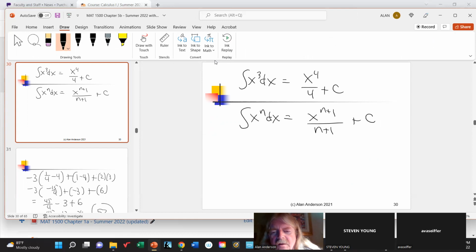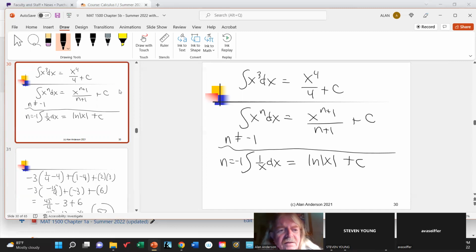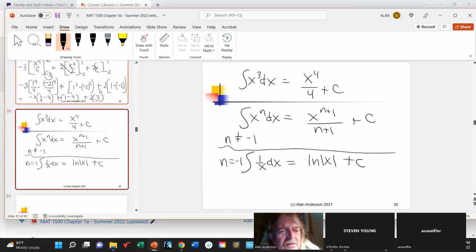And this again is for all n unequal to -1. If n is equal to -1, then we have a separate rule for that. That would mean we have 1 over x, and that leaves us with log absolute x plus c, if you recall.